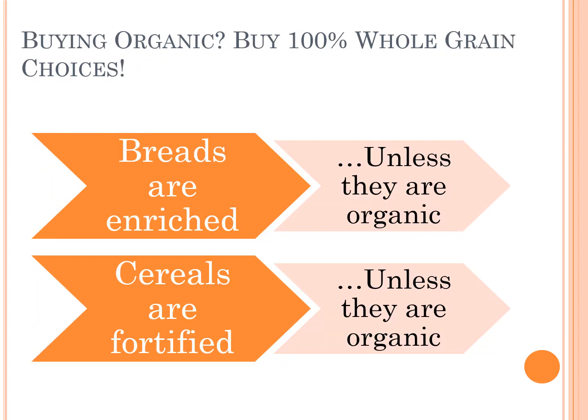Just a quick side note, there can be some confusion when it comes to grains that are labeled as organic. Organic breads and grains are not usually enriched or fortified. If you buy organic, it is best to buy 100% whole grain choices. Most companies do not enrich any organic grains that are processed. Processed grains that have not been enriched are not creditable for the food program.